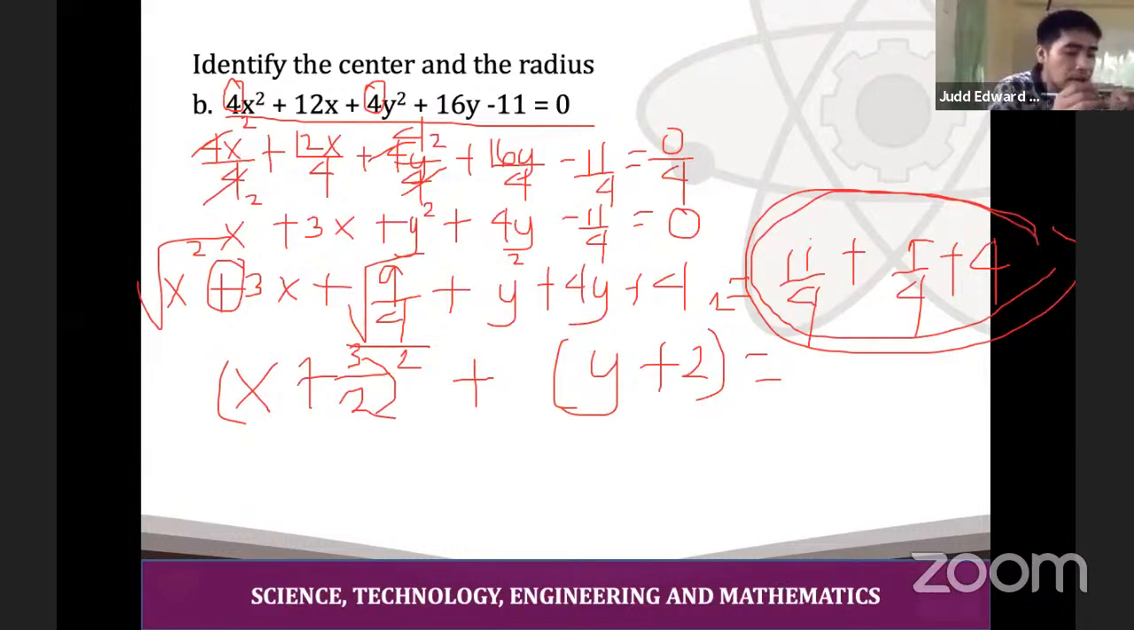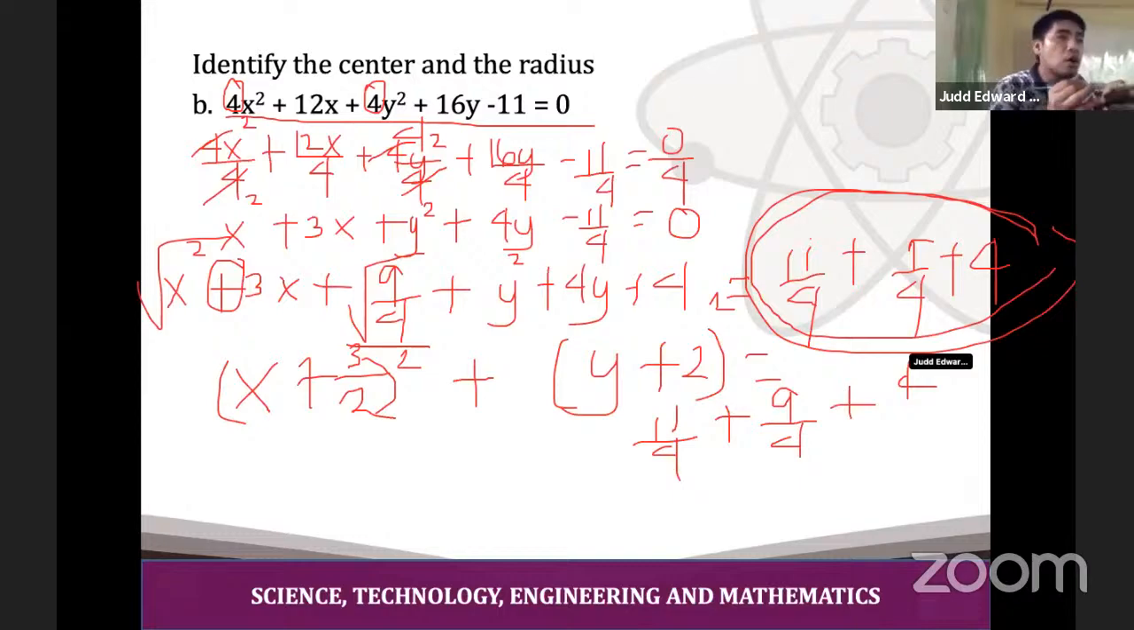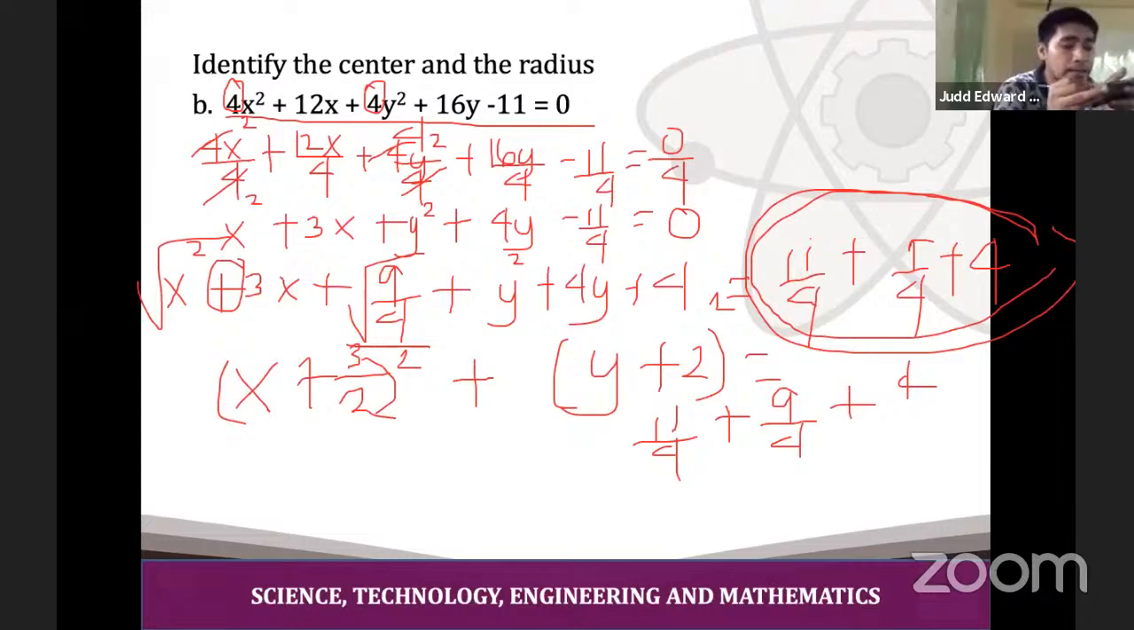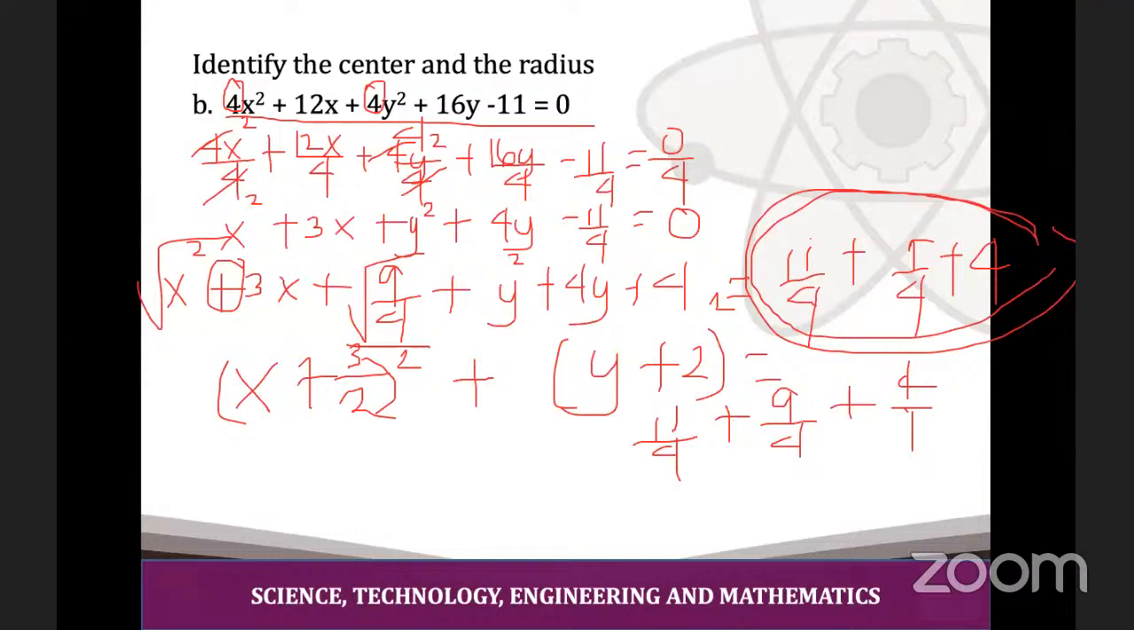What is the fraction given to us? The fraction that we have is 11/4 plus 9/4 plus 4. If we have fractions here, all you have to do is to express all the terms as fractions. Is 4 a fraction? No. Therefore, we make use of 4/1. Is that clear?